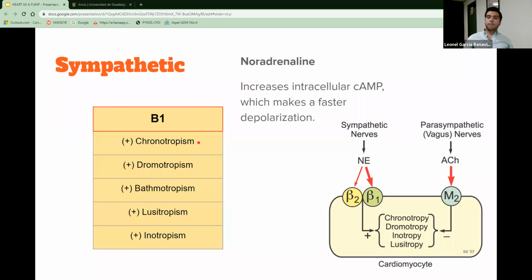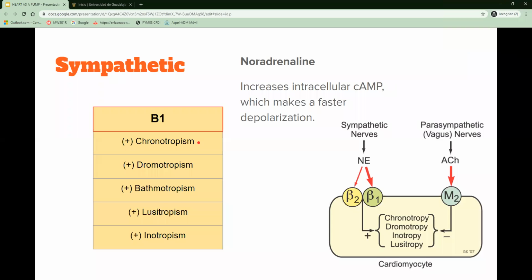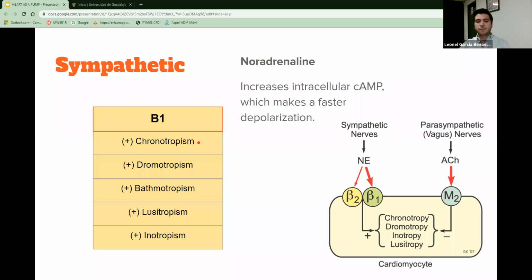So the beta-1 receptors, what effect do they have on the heart? They increase chronotropism, dromotropism, bathmotropism, lusotropism, and inotropism. So we're going to have a heart that contracts stronger and faster, thanks to the beta-1 receptors.